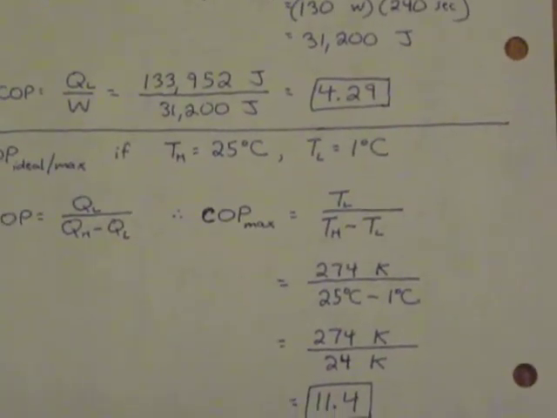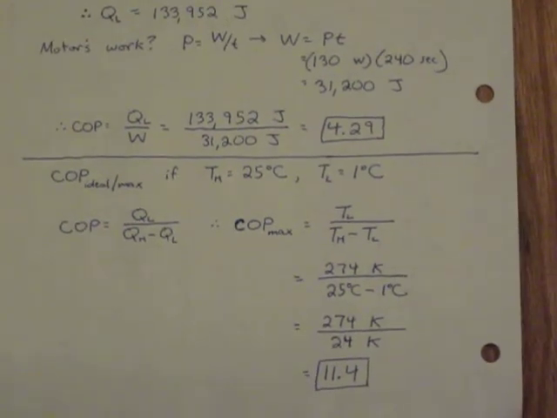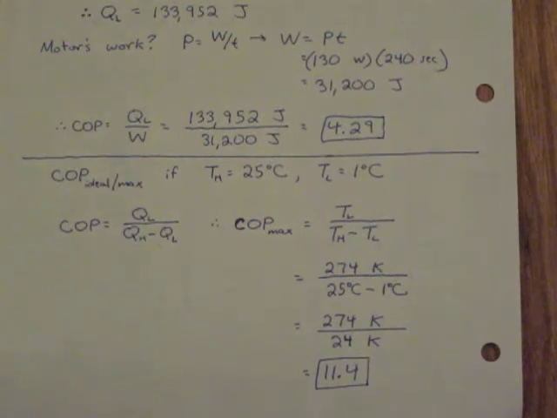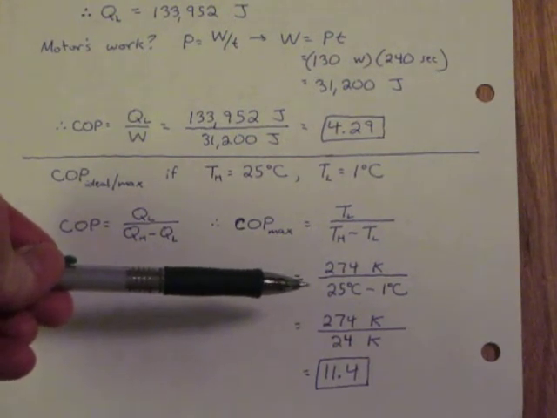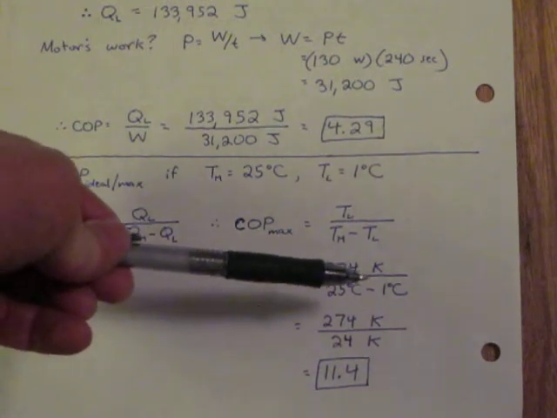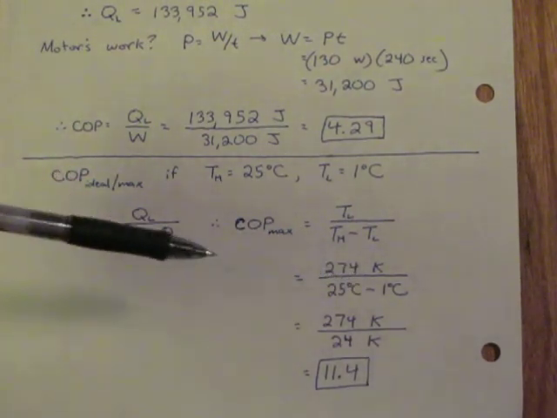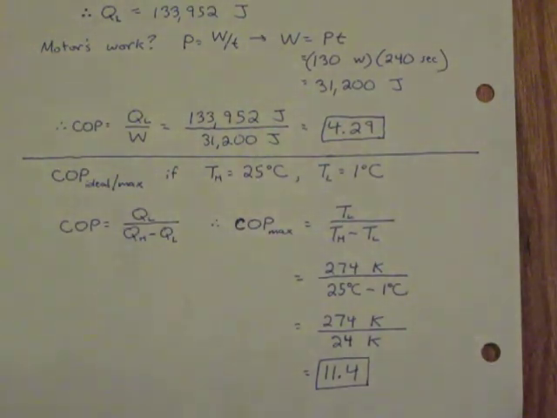The numerator is an absolute temperature, so it must be in Kelvin, so 274 Kelvin. The denominator is actually a difference in temperatures, so you can keep it in Celsius, 25 minus 1, and it gives a difference of 24 Celsius degrees, or 24 Kelvin. You could, if you wanted to, just to be safe, have converted these temperatures in the denominator to Kelvin. That would have been 298 Kelvin minus 274 Kelvin. But when you subtract them, you still get a difference of 24 Kelvin.